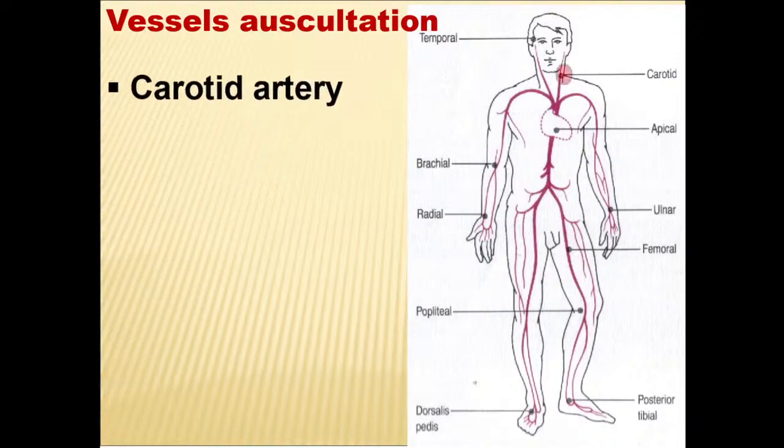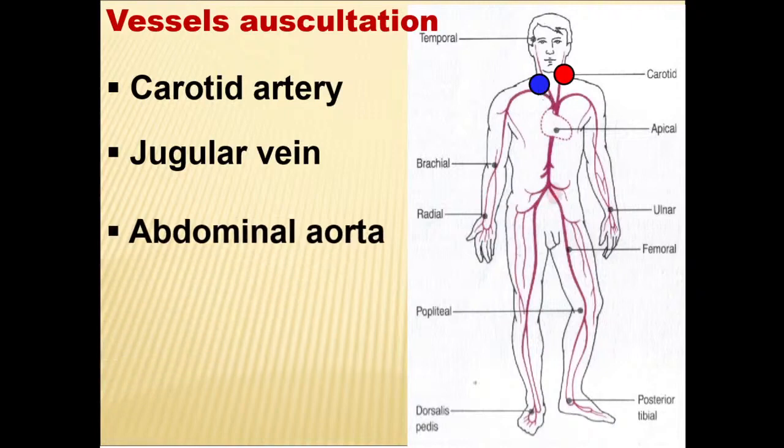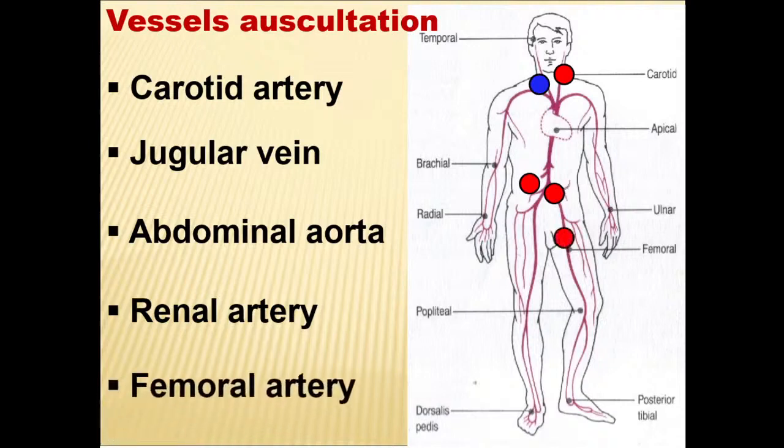We will auscultate the carotid artery under the mandible in the carotid triangle. We will auscultate the jugular vein in the supraclavicular fossa above the clavicle. We will auscultate the abdominal aorta 2 centimeters above the navel and 2 centimeters to the left from it. We will auscultate the renal arteries 2 centimeters above the navel, both right and left side laterally from the linea alba. And we will auscultate the femoral artery in the position of the ilioinguinal ligament.